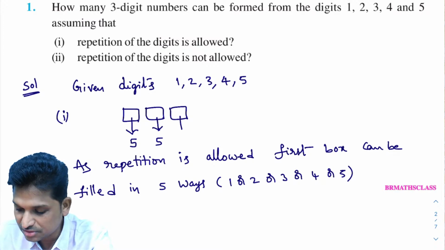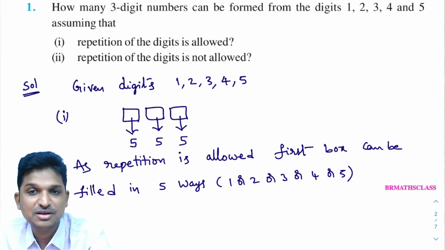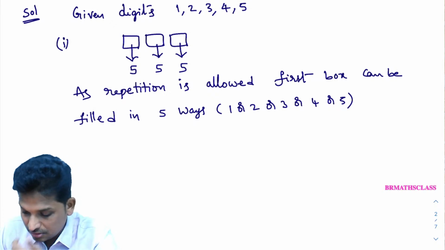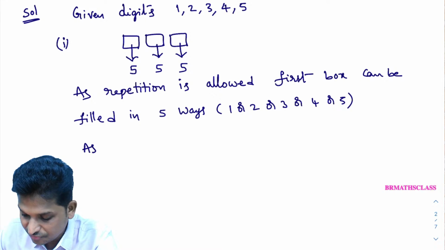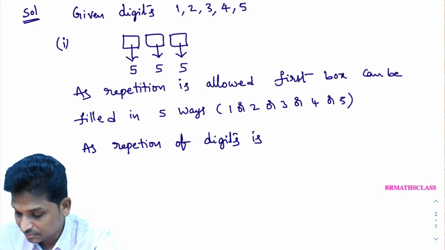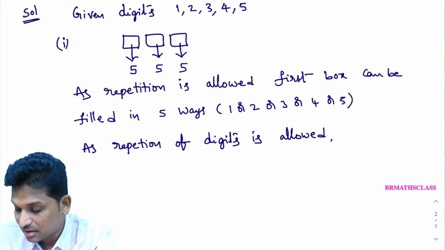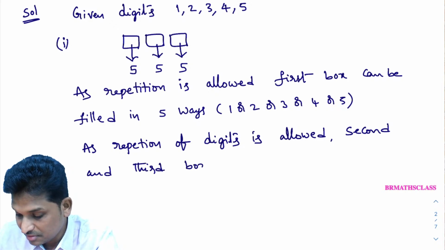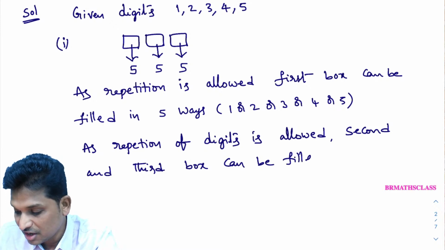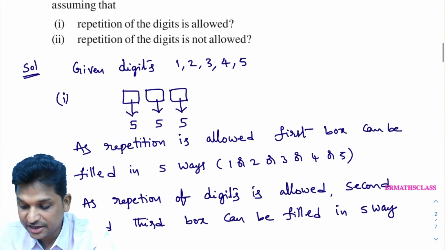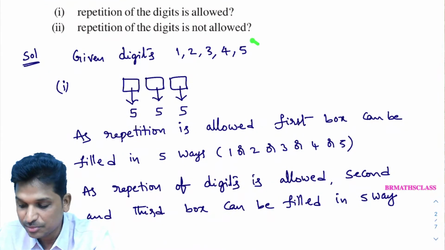What about the third box? The third box can be filled in how many ways? The third box can be filled in 5 ways because repetition of digits is allowed. So I'll write like this: as repetition of digits is allowed, the second and third box can be filled in how many ways? 5 ways. So here what I am trying to do is form a 3-digit number from the given 5 digits.